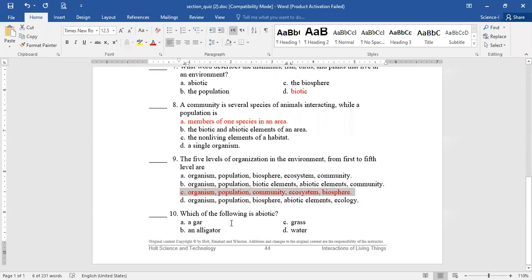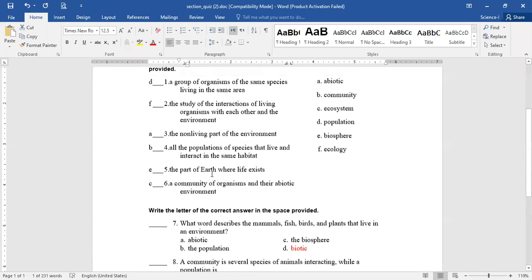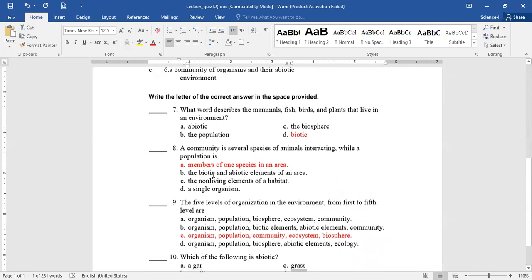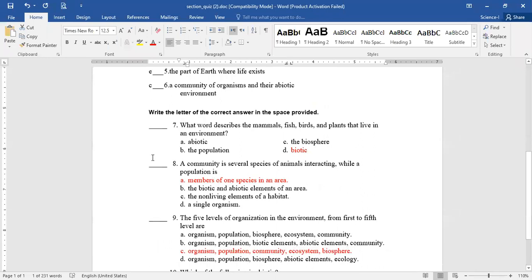Then pass to the next. Which of the following is a biotic factor? Yes, Pumika? E. So grass and alligator are biotic. Which of the following is abiotic? Water. Okay, of course. So like this, guys, that's a kind of practice. We also make a little quiz to check that you got the main concept in that lesson.